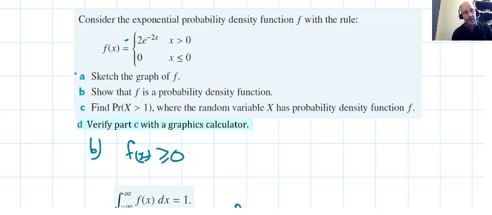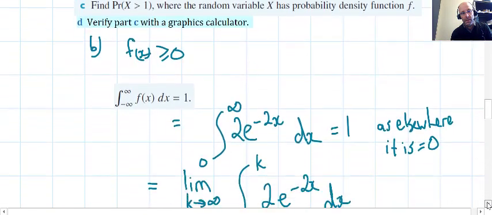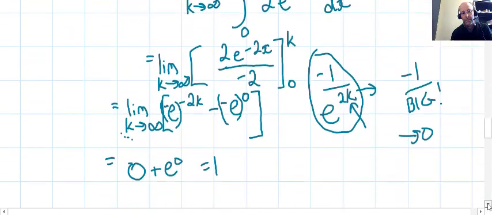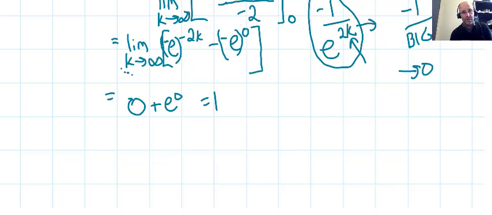We sketched the graph. It's a piecewise type scenario, and we showed that it is a probability density function because the integral between negative infinity and infinity, with the help of our limits, came out as 1, and that's one of the conditions. So that basically means that yes, it's a probability density function because both of the conditions are satisfied. So let's do part C now.